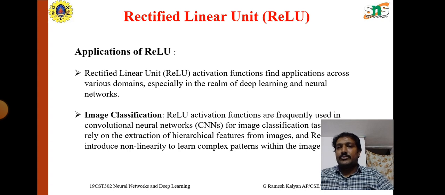Rectified linear unit activation functions find applications across various domains. Its applications are very widespread, and it is mainly used in deep learning and neural networks. The first one is image classification. These functions are frequently used in convolutional neural networks (CNNs) for image classification tasks that rely on the extraction of hierarchical features from the images, and they introduce non-linearity to capture complex patterns within the image processing.